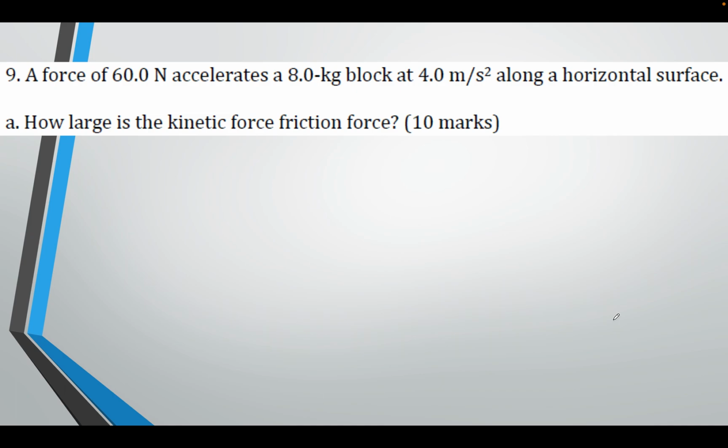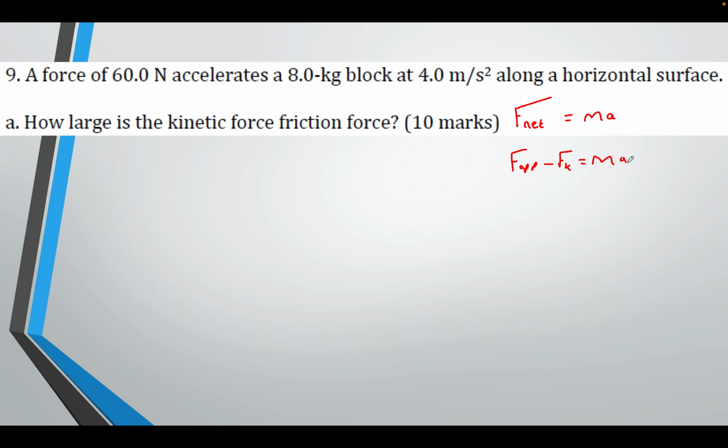Here is another example. A force of 16 newtons accelerates an 8 kilogram block at 4 meters per second squared along the horizontal surface. How large is the kinetic force of friction? Kinetic force, friction force, too many words. But the general rule that we use is, if you remember, F net, which is all the forces, F net equals MA. So we have the force that we're using, the applied force, F applied, minus friction, Fk because it's kinetic, equals MA.